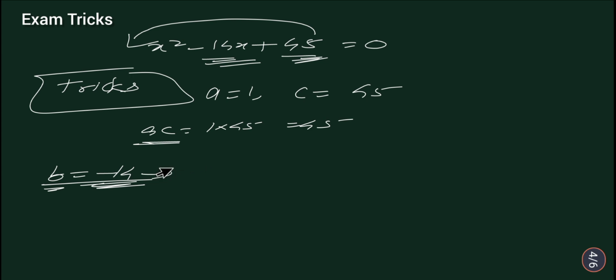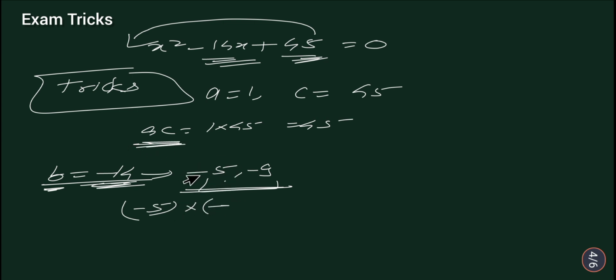Means we have to split the middle term of b. Now in this case I am splitting the middle term minus 14 into minus 5 and minus 9, right? If you take the algebraic sum of these two terms, minus 5 plus minus 9 is equal to minus 14. It is equal to b, and the multiplication of these two terms should also be equal to AC.